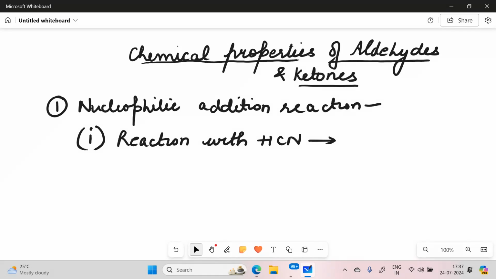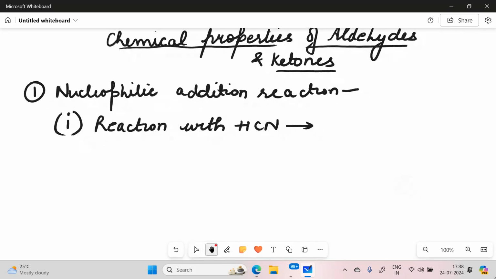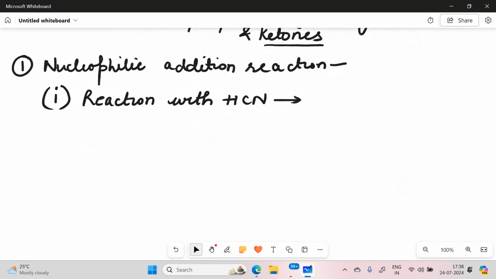There is one more reason we have done. In ketones, there are two R groups which are electron donating groups, which increases the electron density on carbon. So it becomes difficult for nucleophile to attack. Okay, now we are starting with the reactions. First reaction is reaction with HCN.